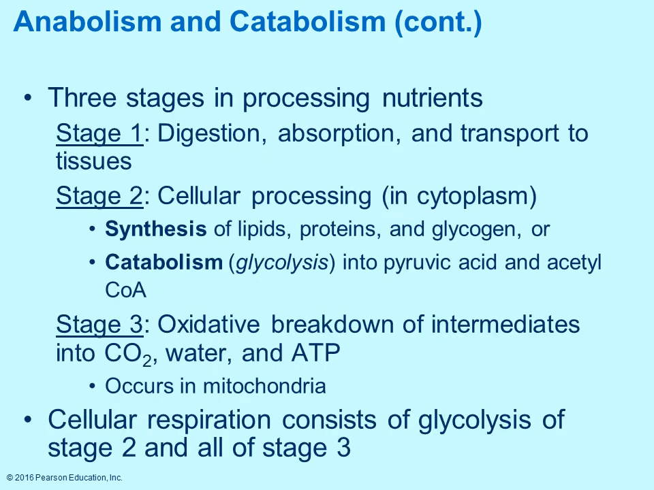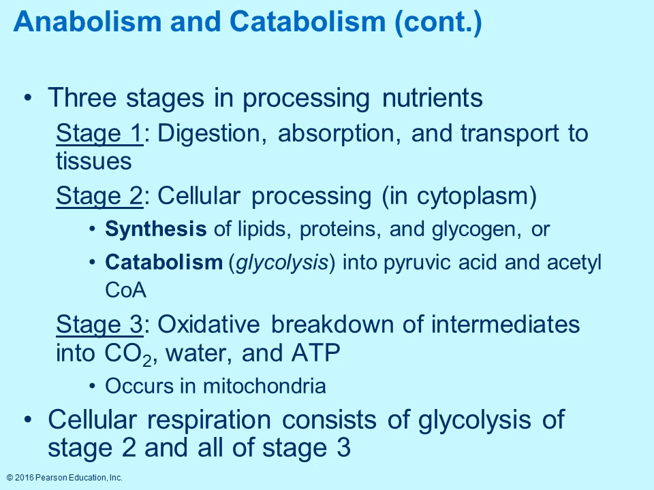Now, to process any nutrients, there's 3 main stages. Stage 1, digestion, absorption, and transport to tissues. So the digestion occurred most of it in the small intestines, and then it was absorbed. It's transported in the blood. And remember, it goes to the liver first for basically filtering and detoxification, and then it's sent to the rest of the tissues.